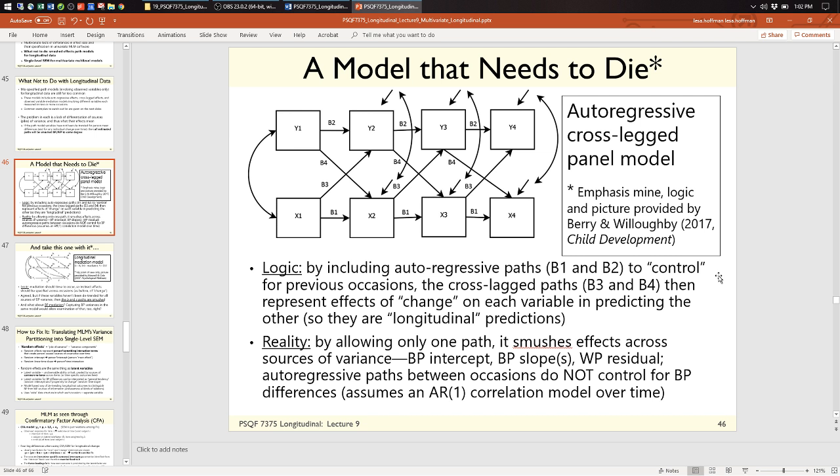What did I tell you at the beginning of class about putting the effect of a time-varying predictor in directly? It's the S word. These paths are smushed. They are both between and within at the same time. Logically speaking, the only way that you can have a lagged effect is if it's a within-person effect, because you are the same person the whole time. So this can't be right.